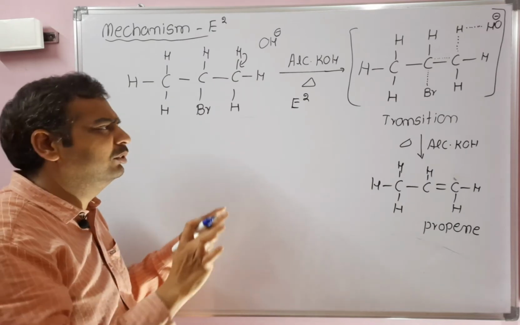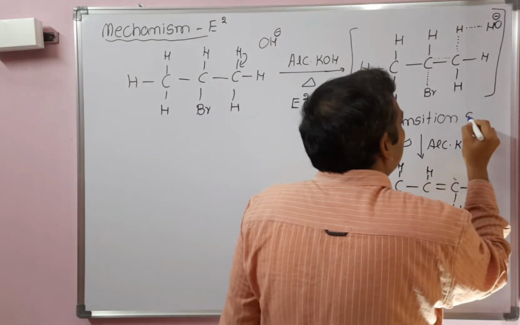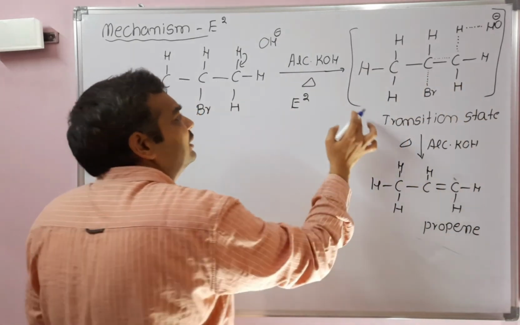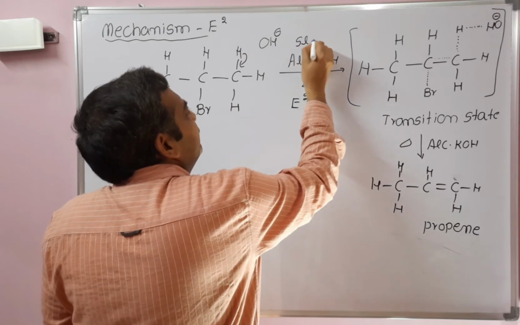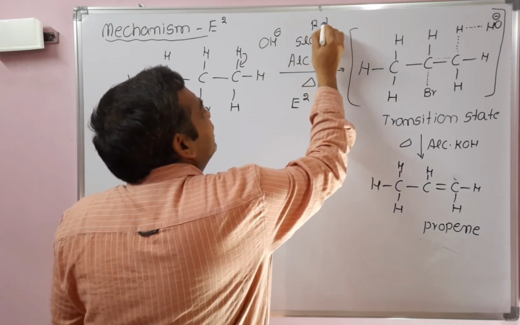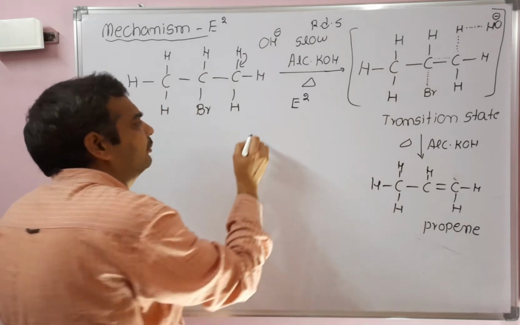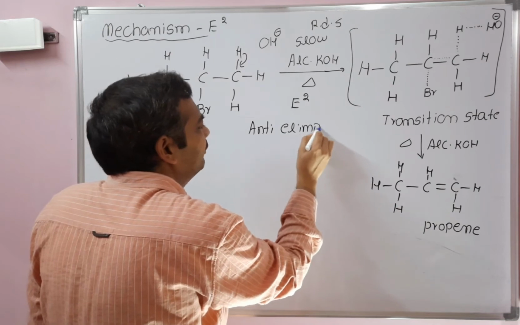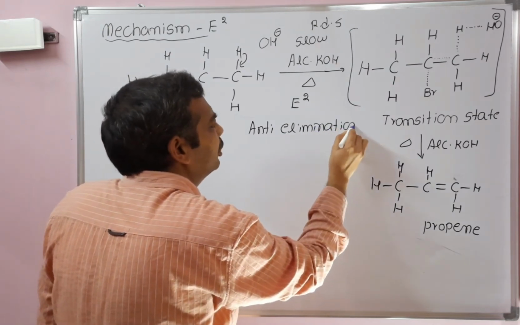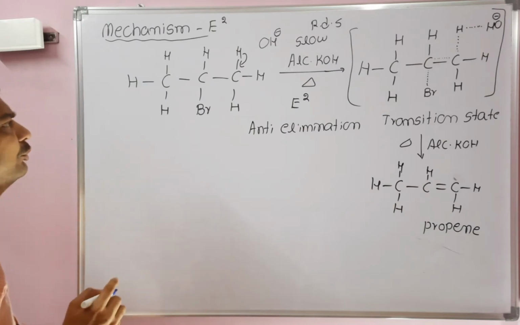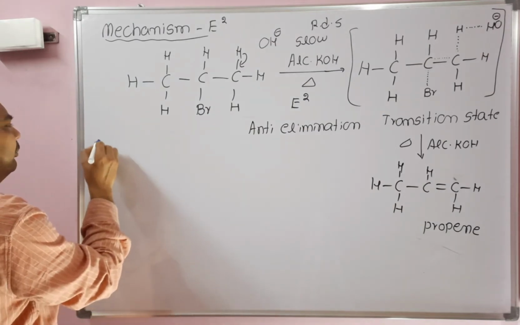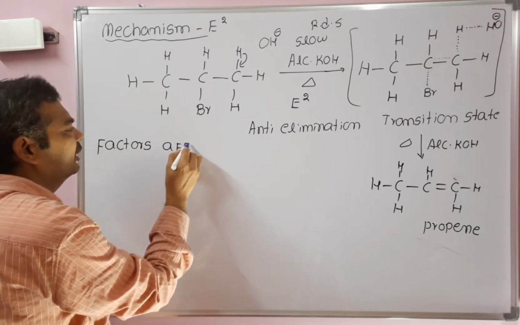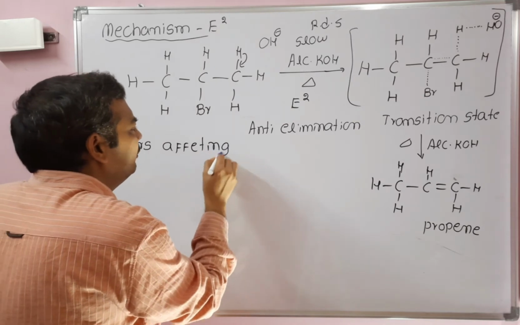No intermediate is formed. A transition state is formed. Actually, this is a single step. We just wrote it in 2 steps to understand the transition state. So this is the slow step and this is the rate determining step. So this is the mechanism. One important point is anti-elimination. Anti-elimination is taking place. The base abstracts a proton on the beta carbon which is opposite to the bromine. Now we will see some important factors affecting the E2 reaction. Factors affecting the E2 elimination reaction.